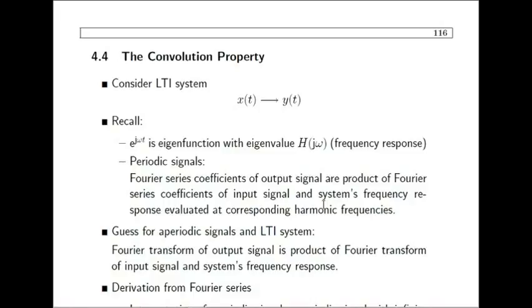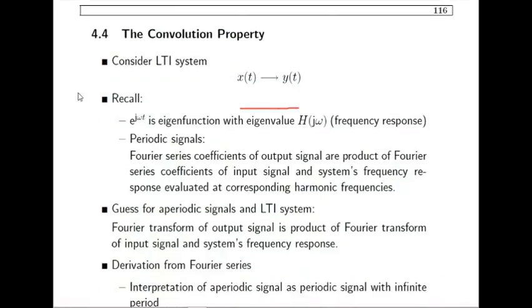In the last tutorial, I taught you the Fourier transform for periodic signals and the general properties of the continuous time Fourier transform. Now we will see one of the two most important properties of the Fourier transform, which is the convolution property. We have an LTI system with x(t) as its input and y(t) as its output. Recall that e to the power j omega t is an eigenfunction whose eigenvalue is H of j omega, which is the frequency response.